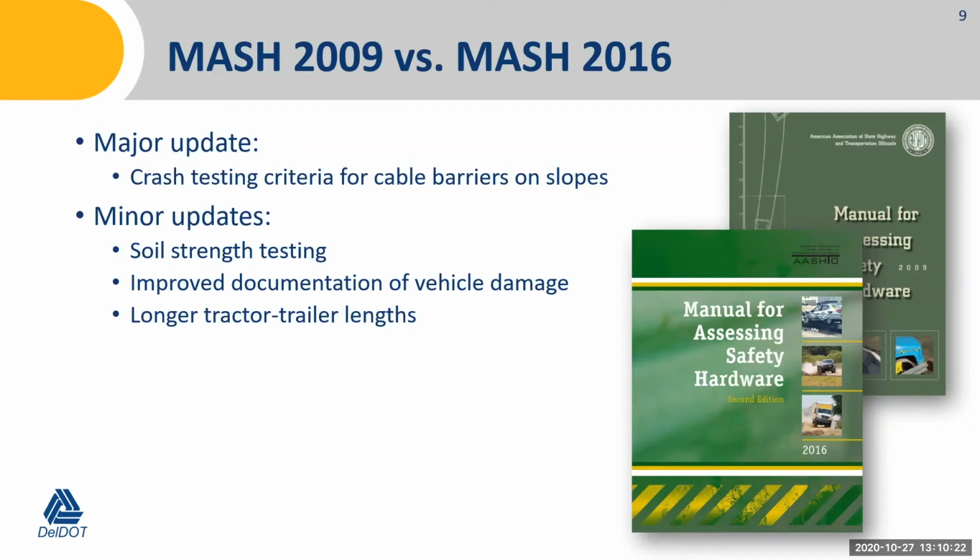Some minor updates within MASH 2016, some updates to the soil strength testing, improved documentation of vehicle damage, and they updated the tractor trailer lengths for test level 5 and 6 vehicles to be slightly longer than what they were in the 2009 edition.